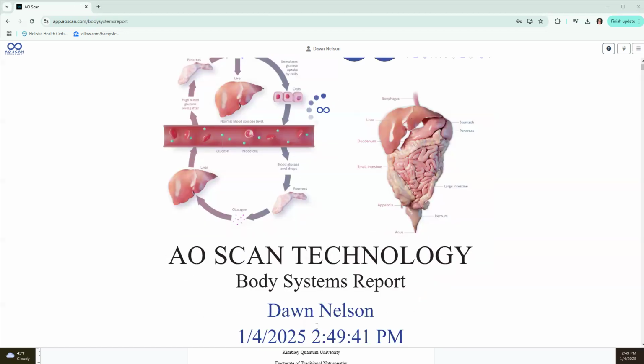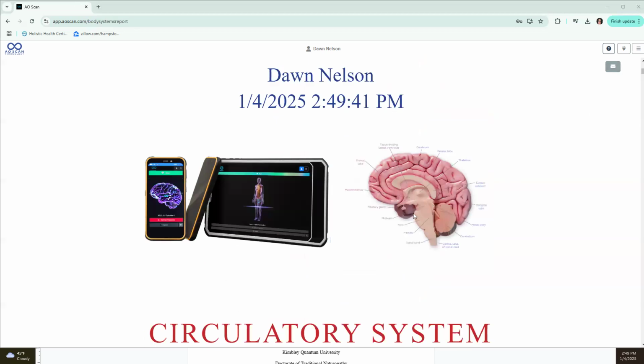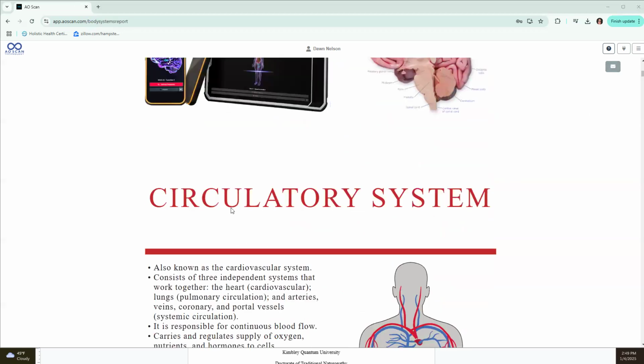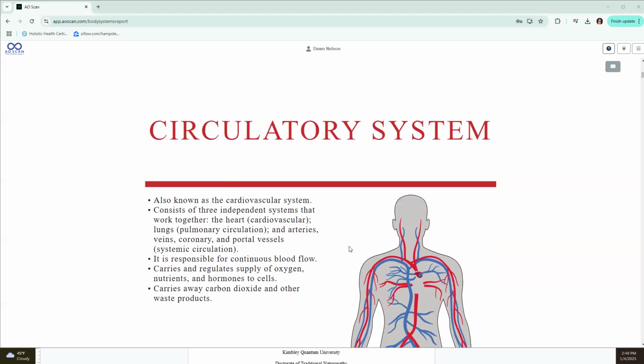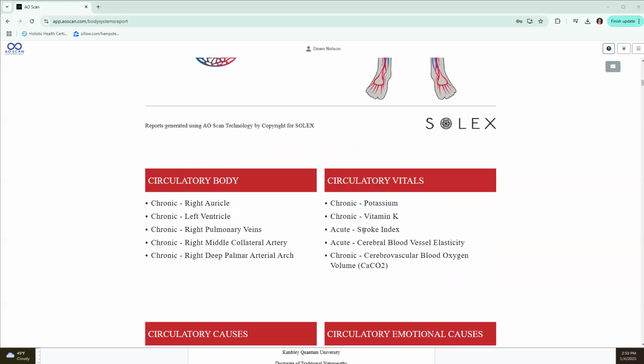So it gives me my report, the time, the date. You see this email, little envelope. That means I can email it out if I wanted to whomever. So circulatory system. I'm not going to read all of this, but you can obviously read it on your own. And I'm just here to show you what it shows, okay?